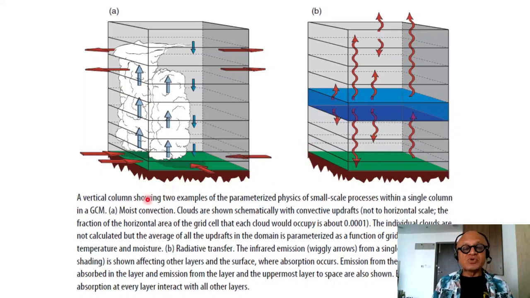A vertical column showing two examples of parameterized physics of small-scale processes within a single column.